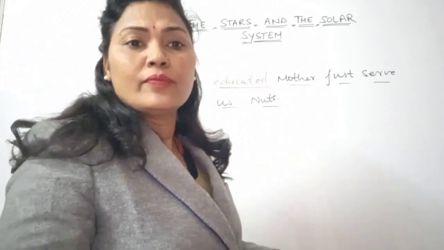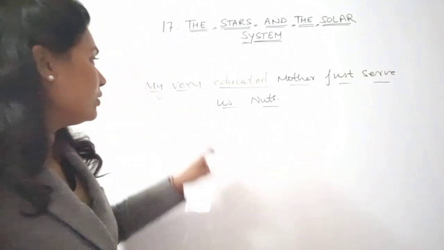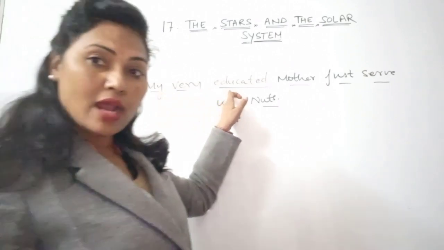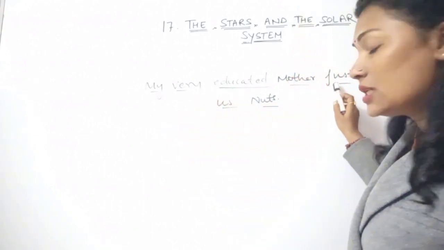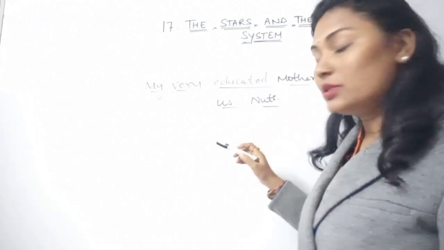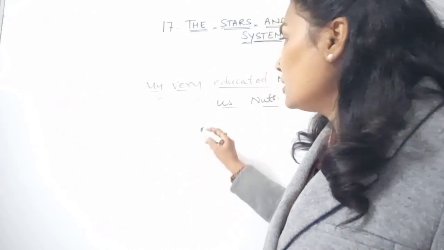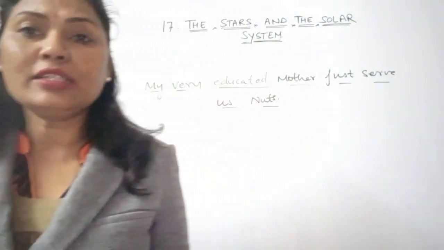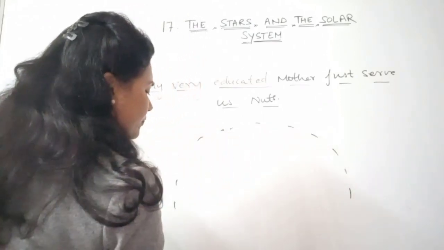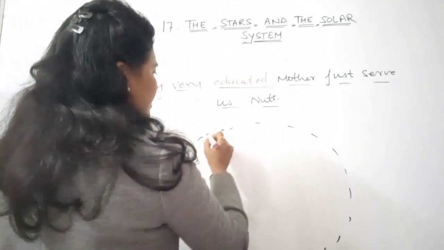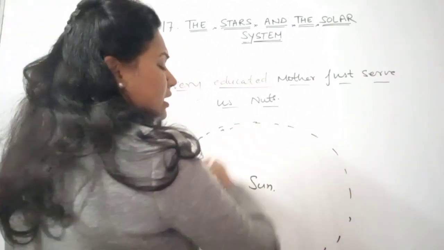Here, My represents Mercury, Very is Venus, Educated is Earth, Mother is Mars, Just is Jupiter, Serve is Saturn, Us is Uranus, and Nuts is Neptune. So this is the simile for learning these 8 planets, and they revolve around the sun. The sun is present at the center, and the others revolve around it.